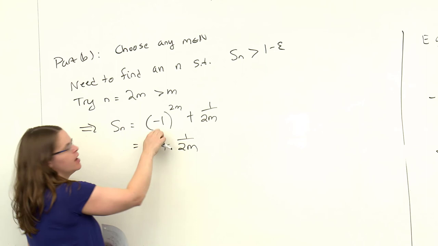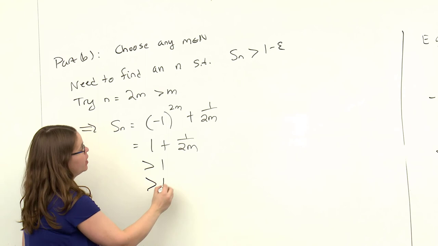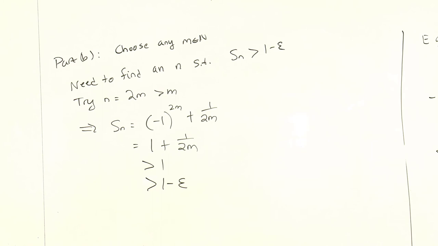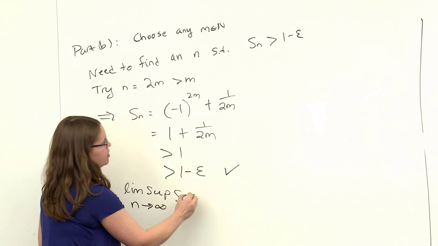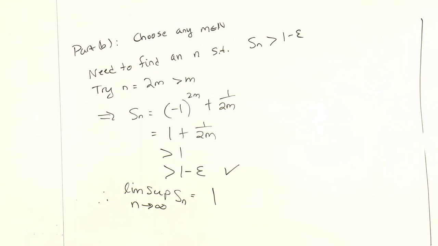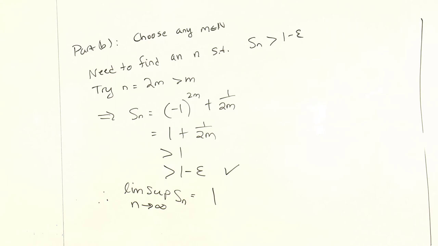Right? Now we know we're in the regime where we're getting close to 1, which is bigger than 1, which is indeed bigger than 1 minus epsilon. Okay, so part B checks out, and that's it. That then says, now we know that the limit superior of this sequence of Sn is equal to 1. Questions on this example?